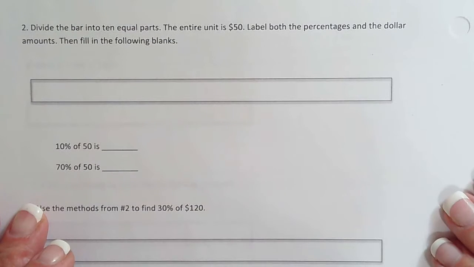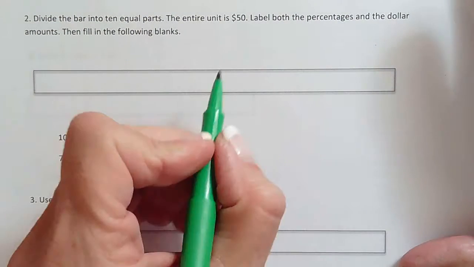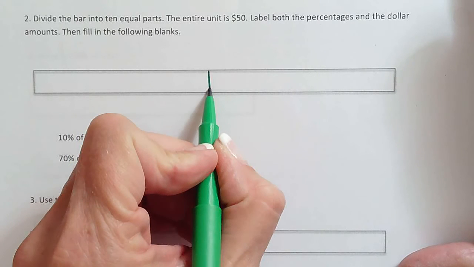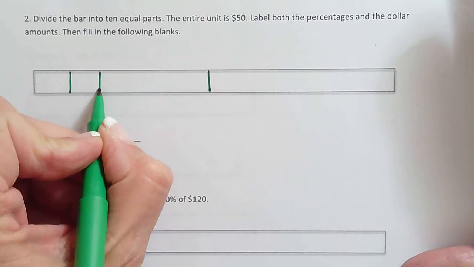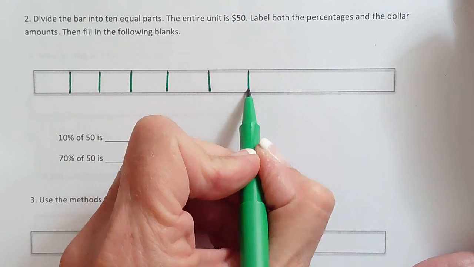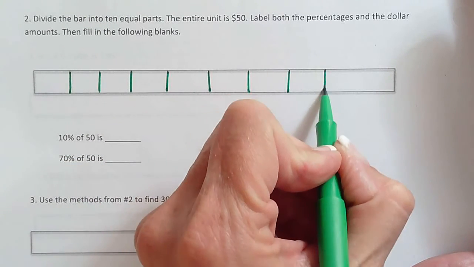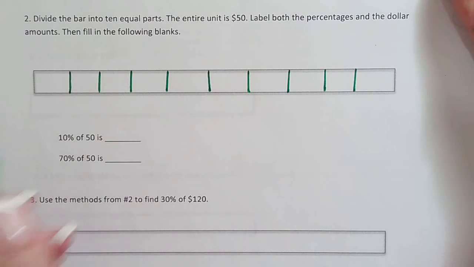So divide the bar into 10 equal parts. Okay, so let's cut it in half first, and then each piece needs to be cut into 5. So 1, 2, 3, 4, 5. 1, 2, 3, 4, 5. So somewhat equal. The entire unit is $50.